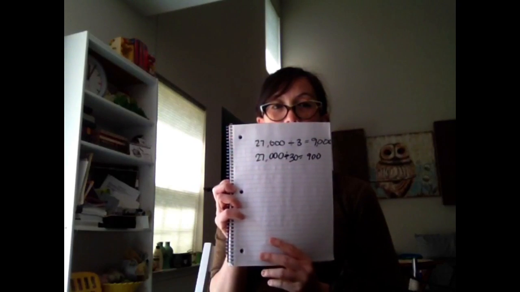So if 3 times 9,000 is 27,000, then 30 times 900 is also still going to be 27,000. And I could write it out: 27,000 divided by 30 equals 900. And really all you're doing is saying, how many times does 30 or 3 go into 27? I know that it's 9, so now I just have to figure out, based on place value, how many tens, hundreds, or thousands that's going to be.